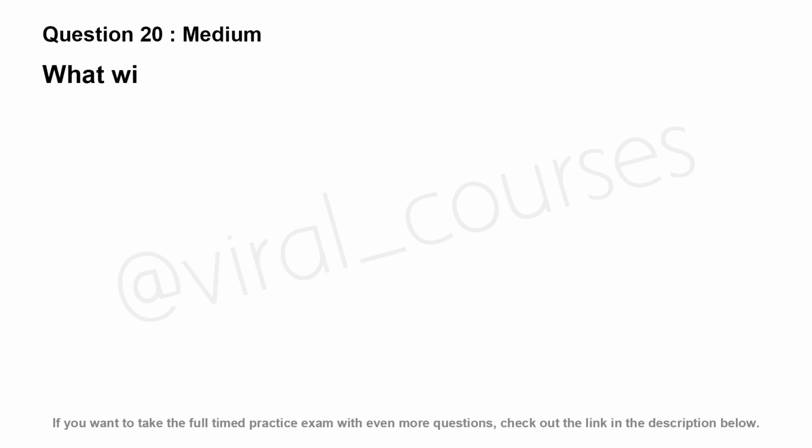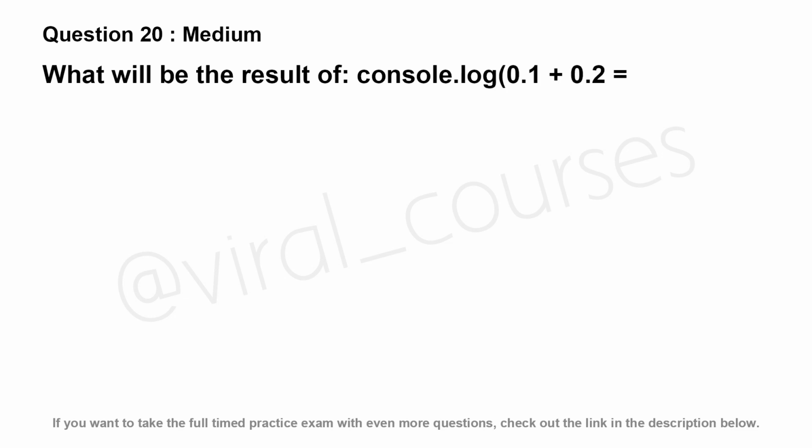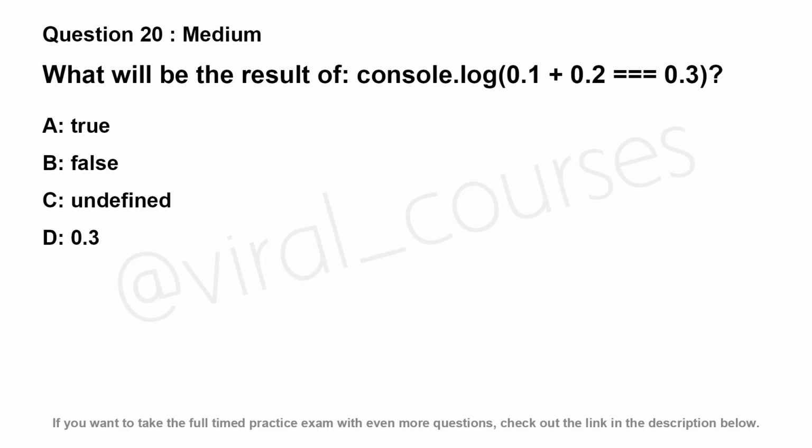What will be the result of console.log(0.1 + 0.2 === 0.3)? Option A, true. Option B, false. Option C, undefined. Option D, 0.3.